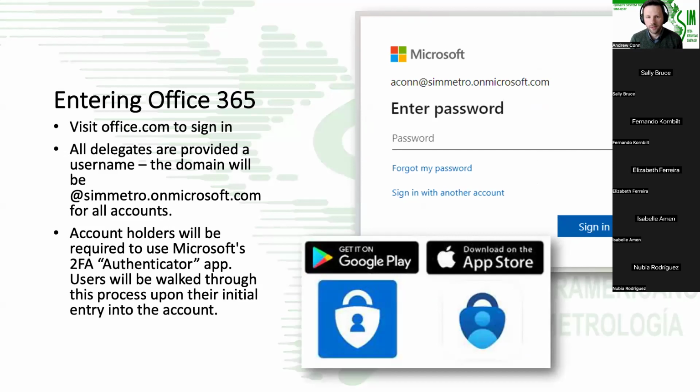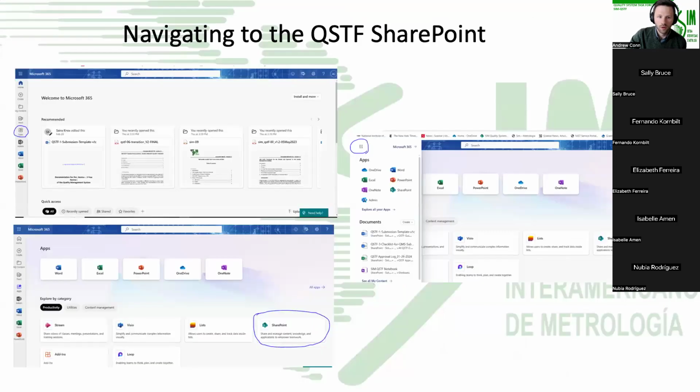Delegates are provided account information that they'll use to create an account. The domain will be the same for all users. This you see there on the screenshot, simmetro.onmicrosoft.com. Users will be required to set up two-factor authentication using the Microsoft Authenticator app. And once that process is complete, we will have you enter into the 365 environment.